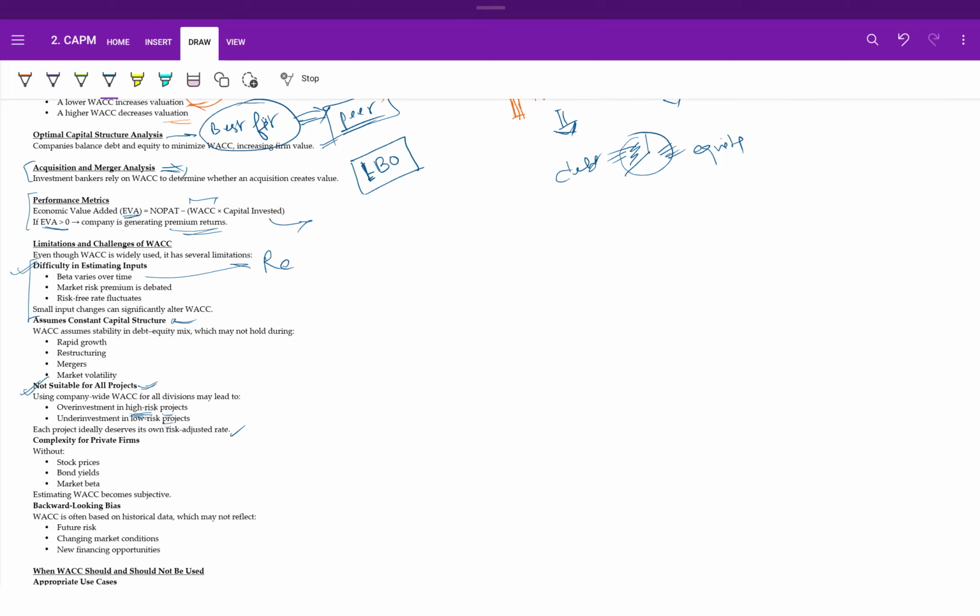So everywhere we cannot calculate the hurdle or the benchmark using the weighted average cost of capital. Also, it's hard for private firms because private firms actually lack market prices, betas, and bond yields. So estimating the weighted average cost of capital becomes subjective here for private firms.